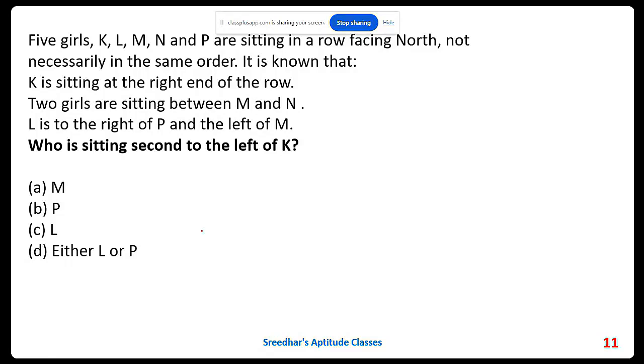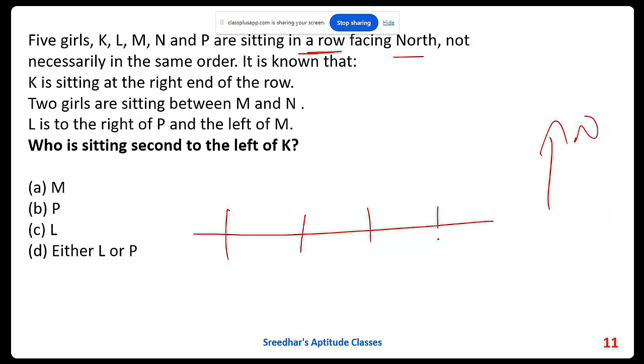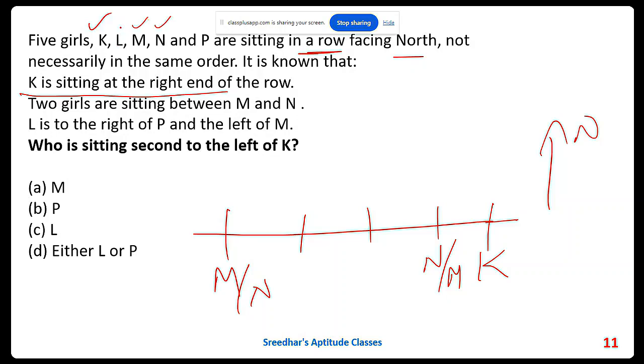Right, here is the answer. Here also 5 girls are sitting in a row facing north. So this is north. 1, 2, 3, 4, 5. He says K is sitting at the right end of the row. So here is K. And 2 girls are sitting between M and N. If 2 girls have to sit between M and N, here M, here N, or vice versa. And the 2 girls who are left out, we have already arranged K, and we have already arranged M and N. The leftover are L and P. So L here, P here, or L here, P here.